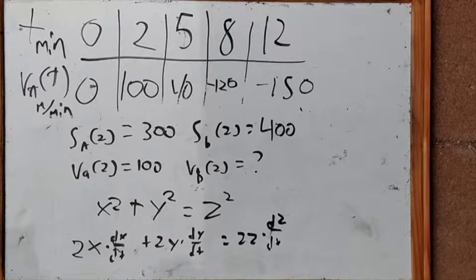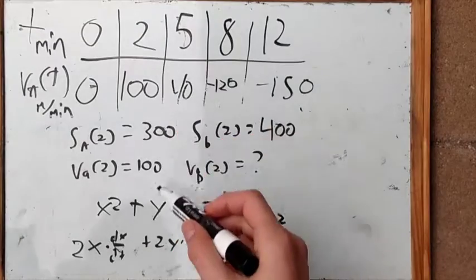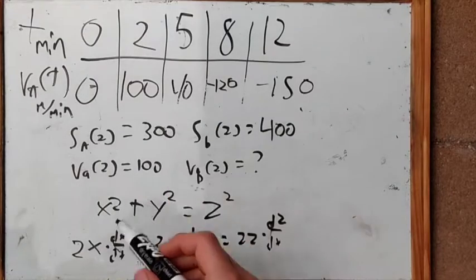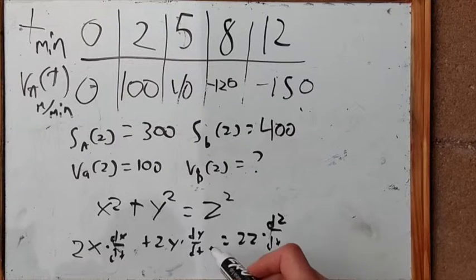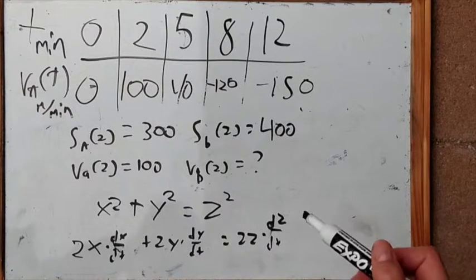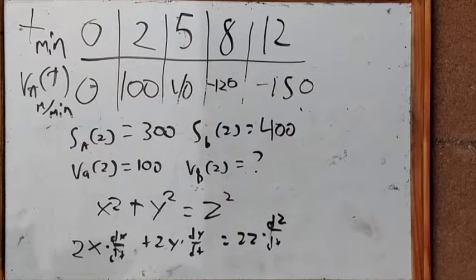Right? So of these we know, so far, dx over dt, which is 100 at 2. We know x, which is 300 at 2. We know y, which is 400 at 2. We do not know dy over dt yet. That's the velocity of train B at 2. And we do not know what z is yet, and we're solving for dz over dt. So the first thing we can solve for is z.